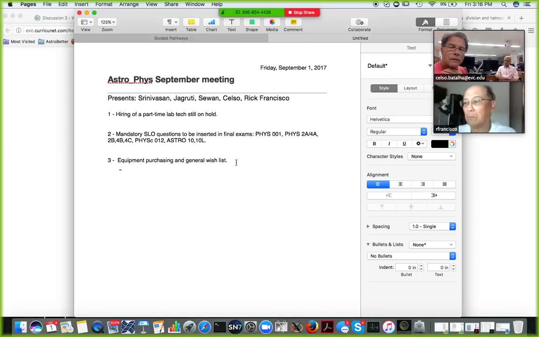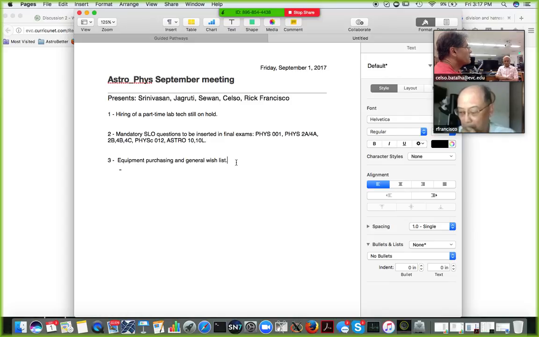The last item is the equipment purchasing general wish list. The dean asked us to come up with our goals for the departments. So we have to think about goals for physics and astronomy. I think the major goal we have is to hire somebody, basically.